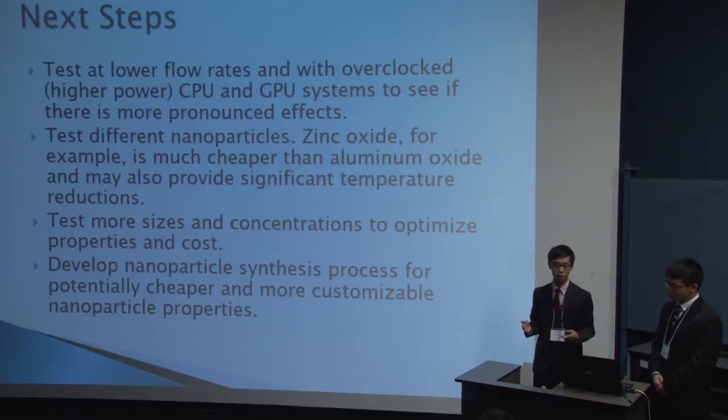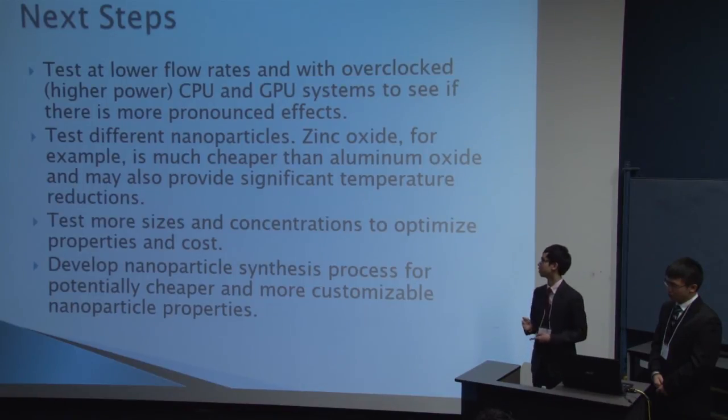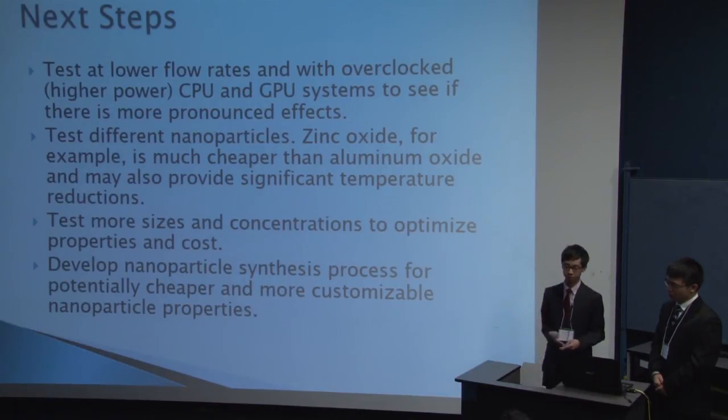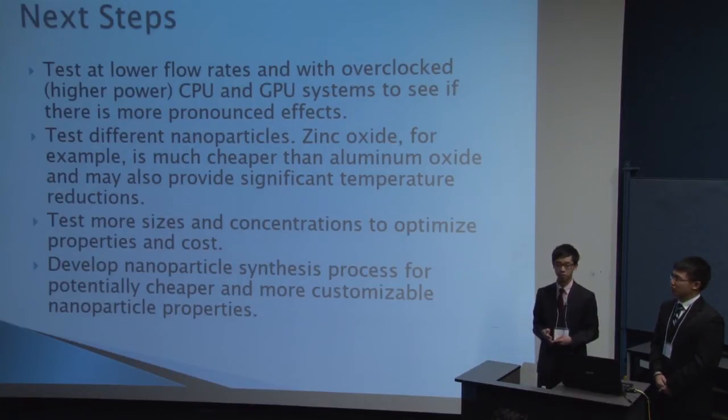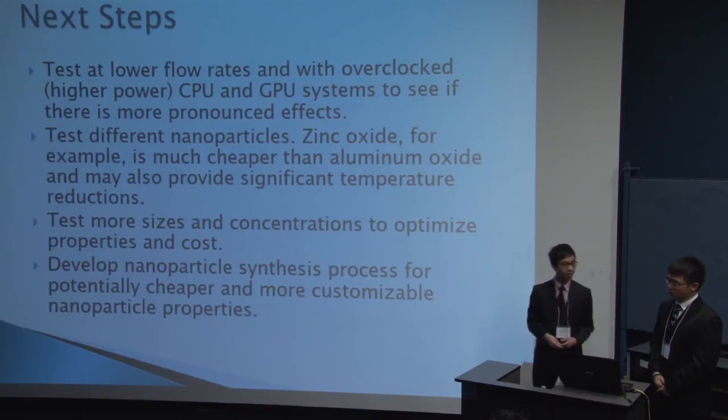Also, we could test different nanoparticles. Zinc oxide, for example, could be cheaper and also provide significant temperature reductions. We could test different sizes and concentrations to optimize properties even further. And in the end, we could develop a nanoparticle synthesis process for potentially cheaper and more customizable nanoparticle properties. In the end, we're confident and excited in our results, and we're looking forward to see where this technology can take us in the future. Thank you.